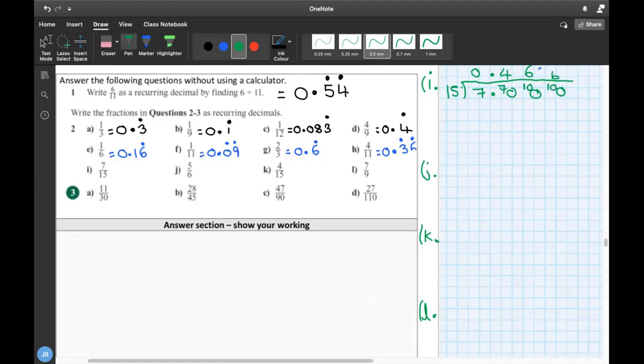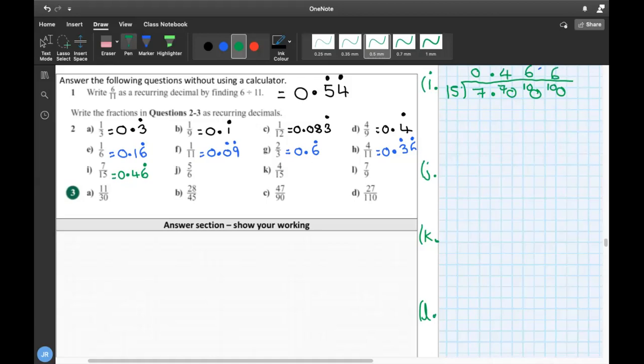And we're just going to keep getting this pattern recurring on and on and on. So we found there, that's going to be 0.46. 6 is the only repeating or recurring digit. So that's the only one that you have your dot above.